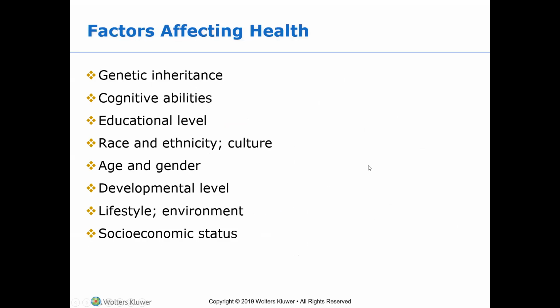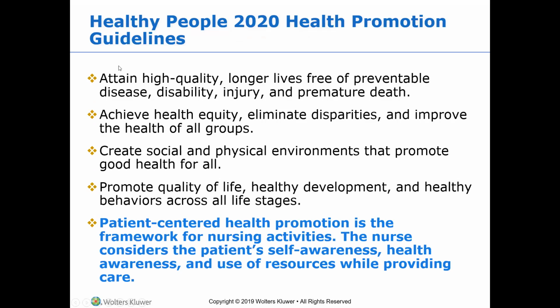Some factors can affect the patient's health, okay? Genetic inheritance, cognitive abilities, educational level, race and ethnicity, culture, age, gender, developmental levels, lifestyle, environments, and socioeconomic status. Healthy People 2020, these are the health promotion guidelines. So their idea is that people should have high quality, disease-free, disability-free, injury-free lives and prevent things like premature death that are totally preventable.